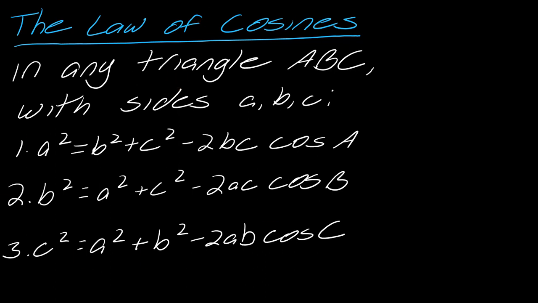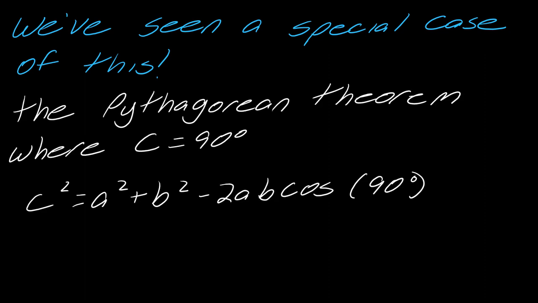Okay, so this is the law of cosines. We have seen, believe it or not, a special case of this in the past: the Pythagorean theorem, where C equals 90. You didn't know it, but the Pythagorean theorem is actually a special case of the law of cosines. So in this case, my C angle is going to be 90 degrees.